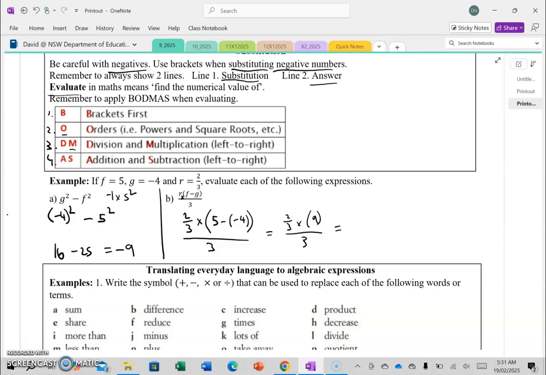Well, if you do 9 divide 3, you get 3, so it's going to be 2 times 3, which is 6 on 3, which is 2. So the answer is 2. Could I have put the whole thing in my calculator? Yes, but sometimes it's just quick to do it in your head.